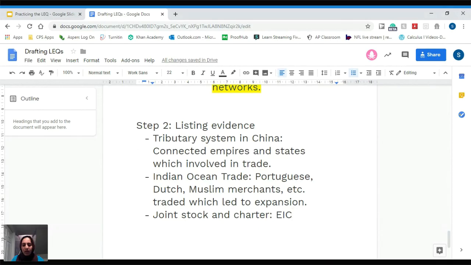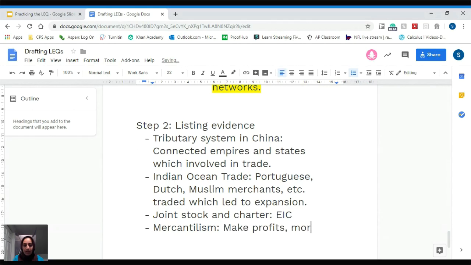We also, let's see. Oh wait, this ties in with the joint stock companies. We could talk about mercantilism, and basically it's where companies wanted or people wanted to expand and make profit.